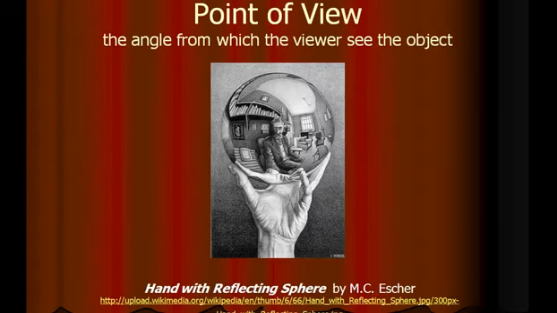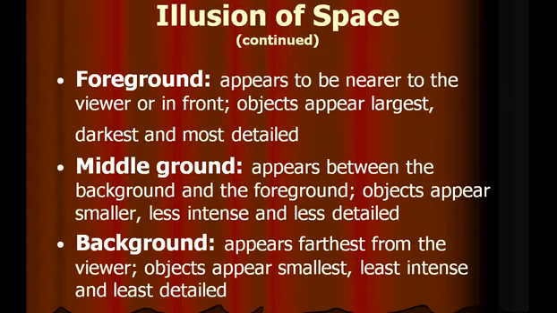Point of view refers to the angle from which the viewer sees the object. The illusion of space can be given through use of foreground that appears to be nearer to the viewer or in front. Objects appear largest, darkest, and most detailed.